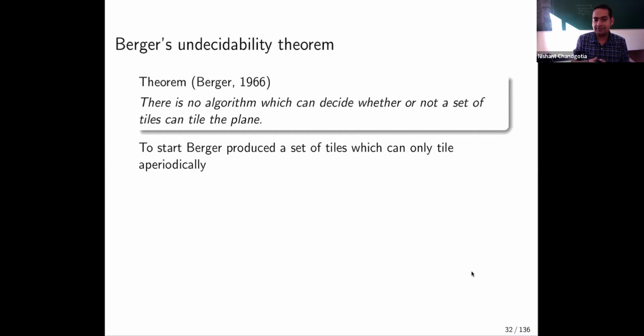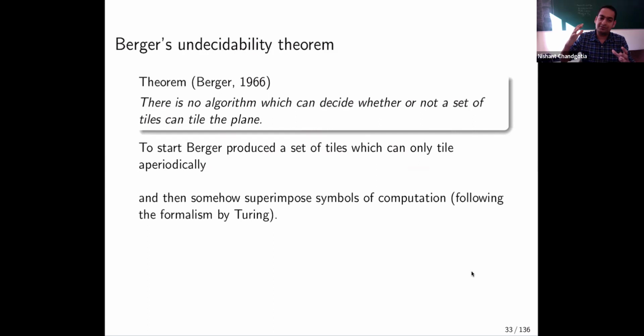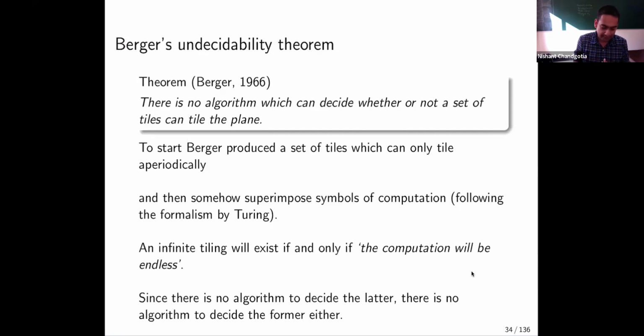Berger produced a set of tiles which can only tile aperiodically. This is what you have to do. And then he superimposed these symbols of computation, these computation machines, following the formalism of Turing. It was a very ingenious proof. The computation will keep on going, but to ensure that I can tile the entire plane with these tiles, the computation should never end in finite time. Since there's no algorithm to decide whether or not a computation will end, there's no algorithm to decide whether a set of tiles can tile the plane.